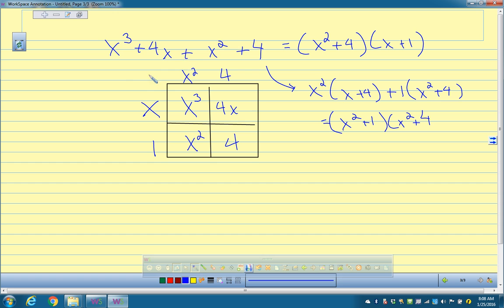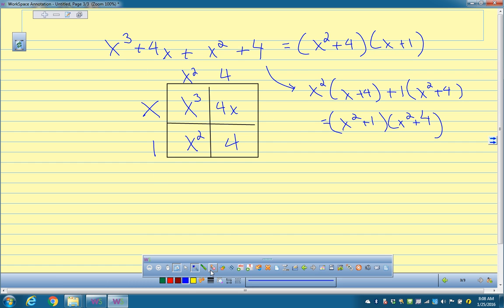And yes, ma'am. It's not x squared plus 4 in both of them, though. The first one is x squared times x plus 4. Oh, x squared times x, oh, you're right. I think you have to switch them around. X squared times x, oh, no, I see what I did, okay?